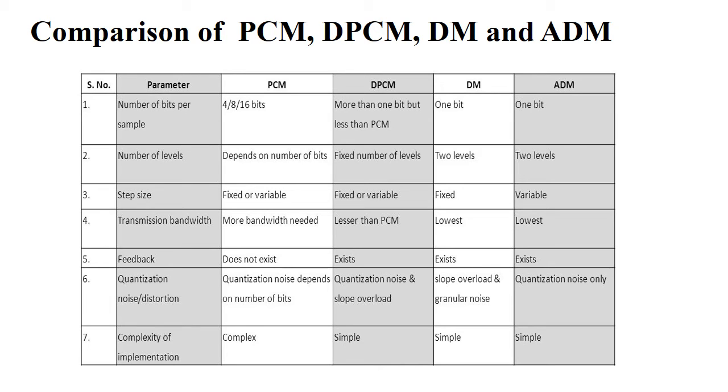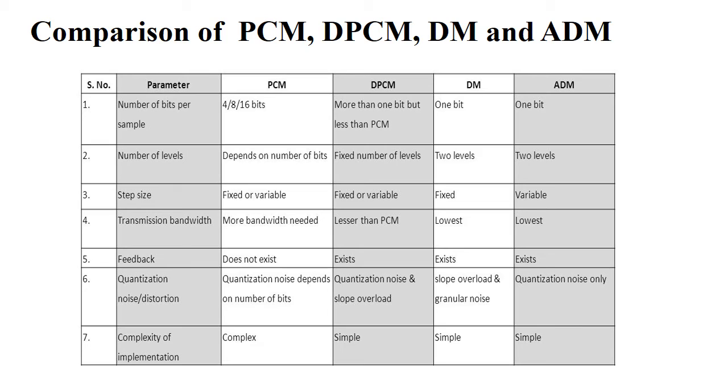So the next one is transmission bandwidth. For PCM more bandwidth is needed, and for DPCM lesser bandwidth is needed. For DM and ADM also the lesser bandwidth is needed. Then feedback: for PCM it does not exist. For DPCM, DM and ADM the feedback exists.